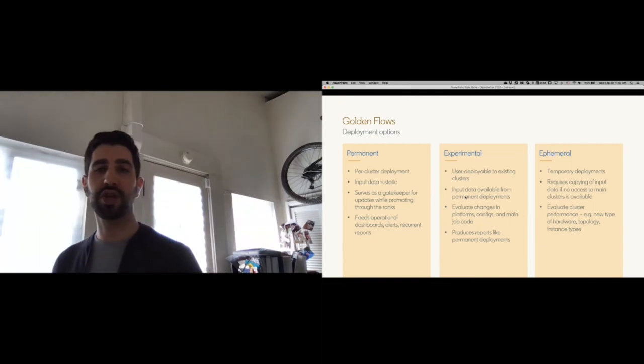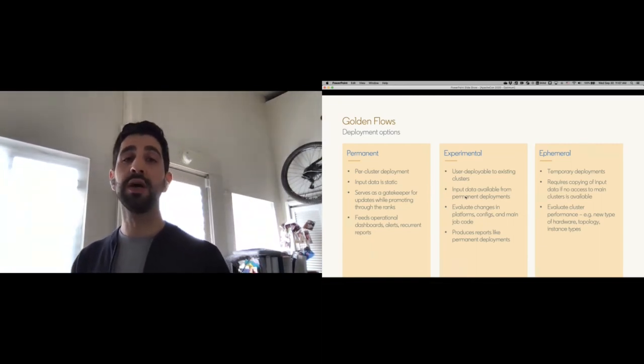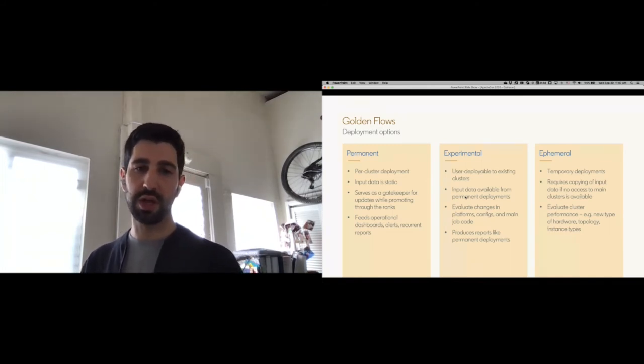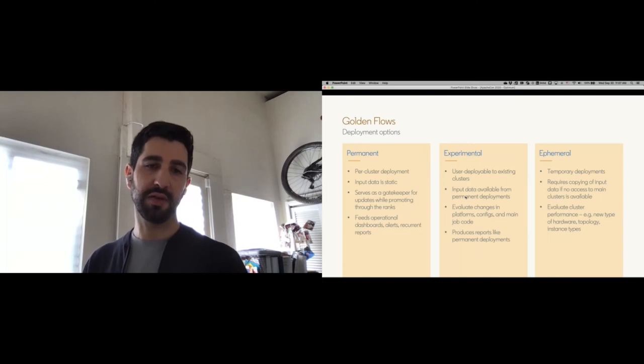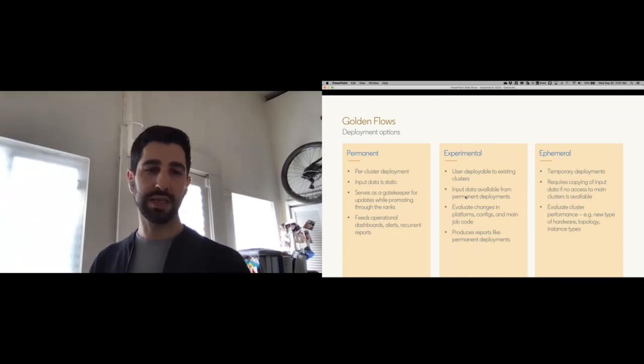For example, if we're trying to change something in Spark, maybe a default config or maybe update the version, that gives us an idea on what will happen when we deploy this into production and how real jobs will behave. And that kind of enables us to iterate without causing any side effects.